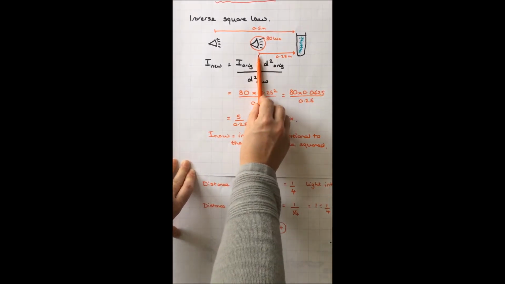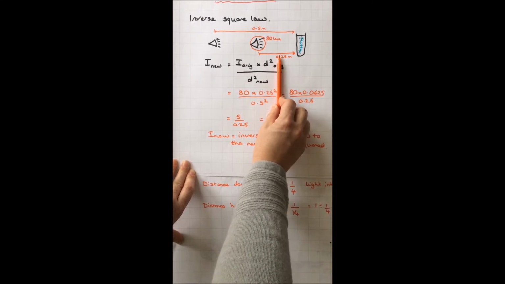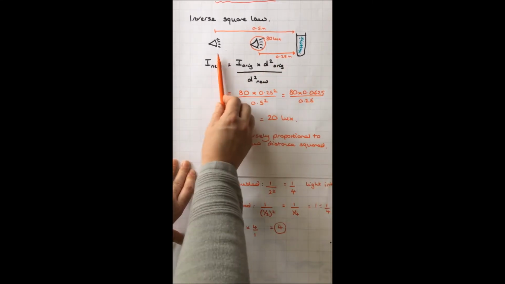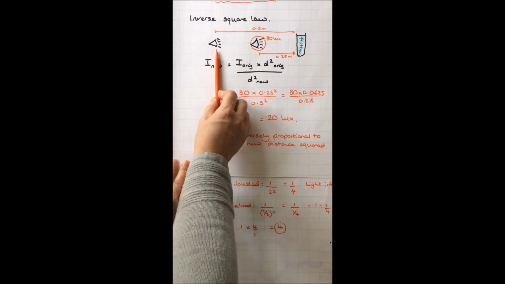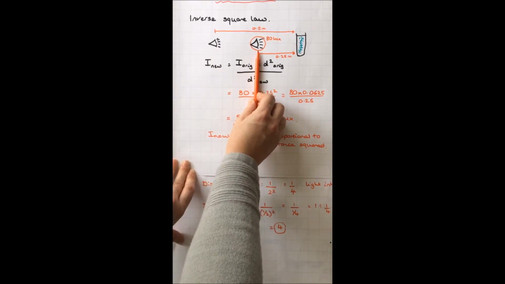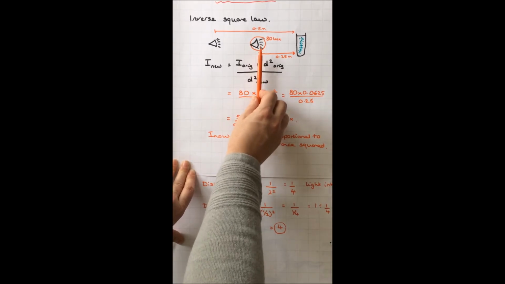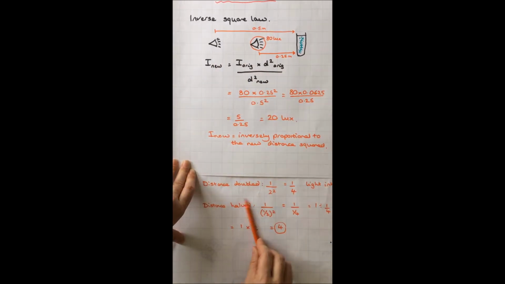So if I move my lamp from here to here, I would increase my light intensity 4 times. And we know that this is working because here my light intensity was 20, I halved the distance and it moves to 80. 4 times 20 is 80. Going back the other way, if I double the distance here, I've quartered my light intensity.